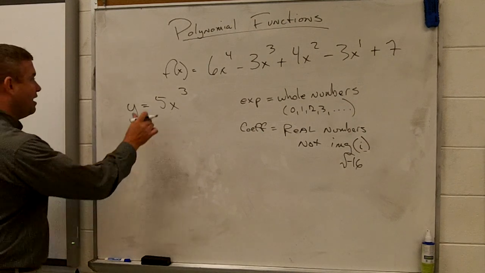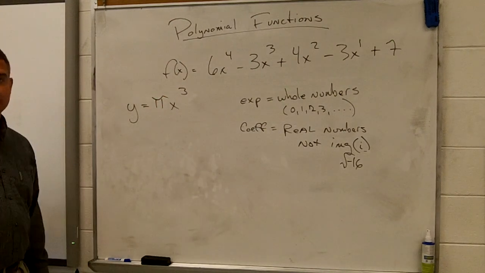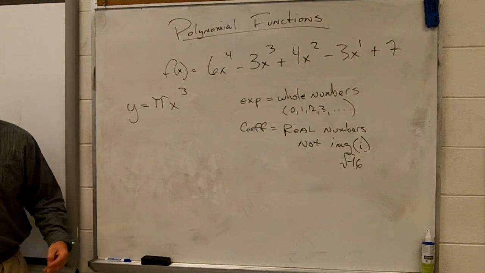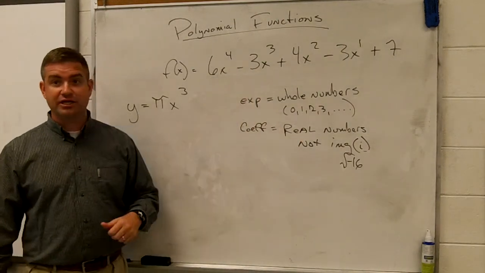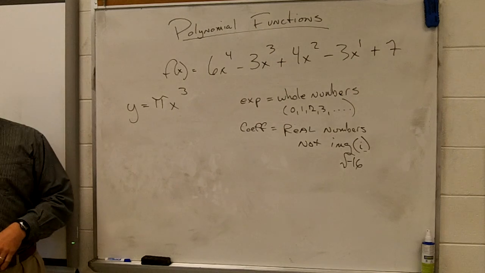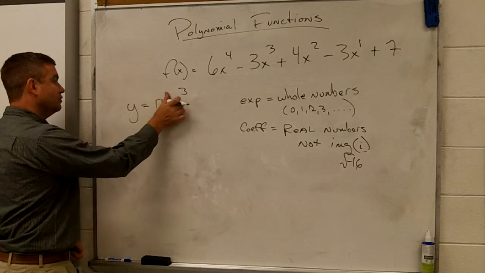Alright. How about now? Yes, it is. Is pi a real number? The coefficient is a real number. That's good to go. This is a polynomial function. Yes. We're okay. Okay? Do another example.